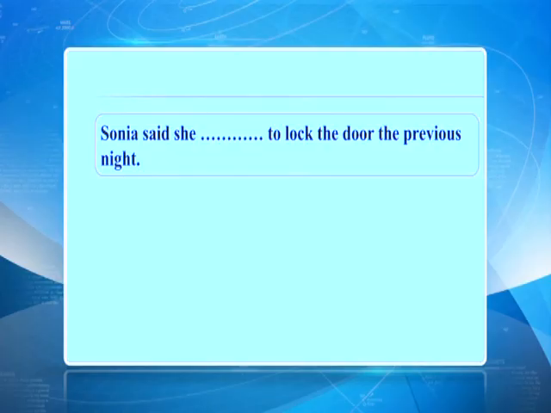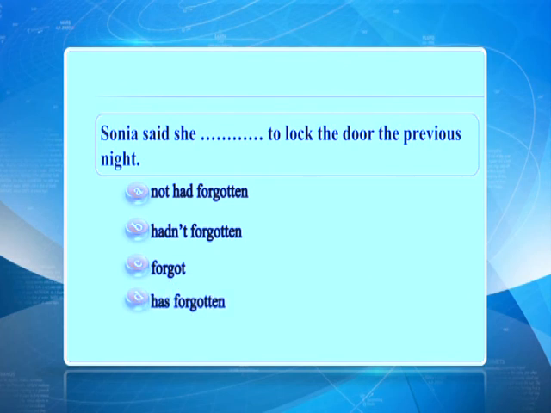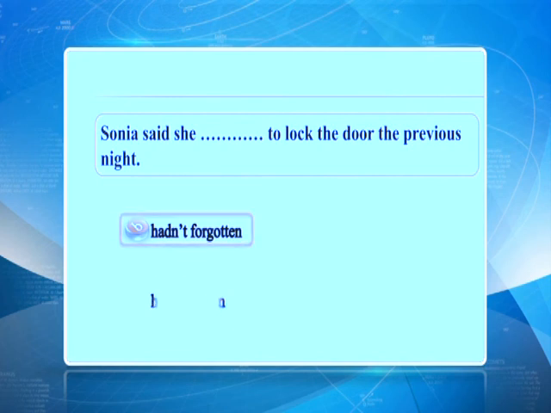Sonia said, this is a reported speech. Okay, it's a reported speech. Sonia said she ___ to lock the door the previous night. Had forgotten, hadn't forgotten, forgot, or has forgotten. So what do you think the right answer is? Okay, I'm reporting a sentence. Okay, the right answer is hadn't forgotten. Okay, and in the direct speech, the verb could be in the simple past or in the present perfect. So when we report them, they become past perfect.